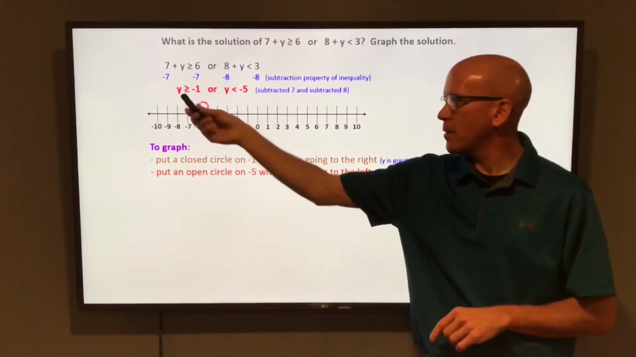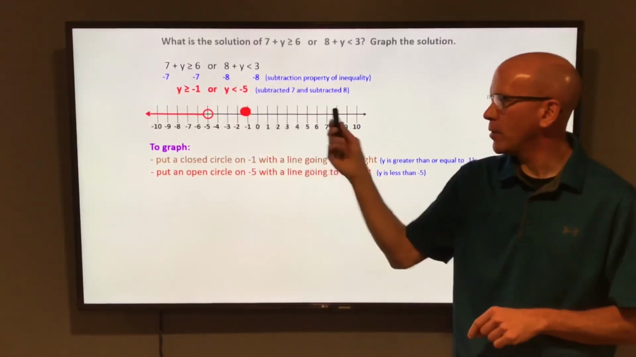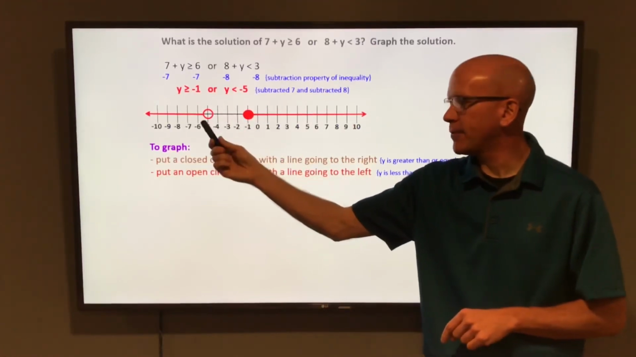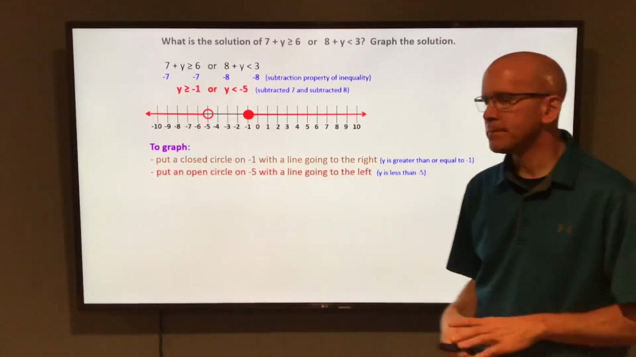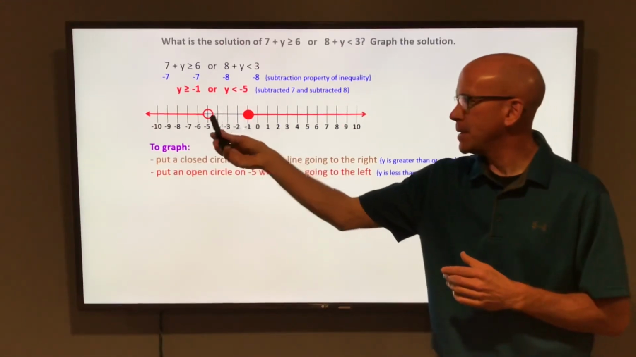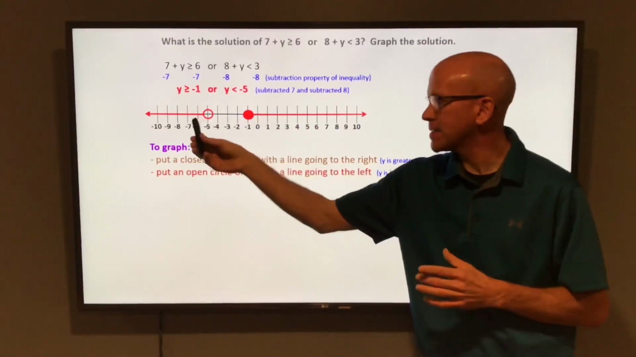So y is greater than or equal to negative 1. Again, that's a closed circle on negative 1 with the arrow going to the right. And y is less than negative 5. It's an open circle on negative 5 with the arrow going to the left. So what does this mean? The value of y is greater than or equal to negative 1, or the value of y is less than negative 5.